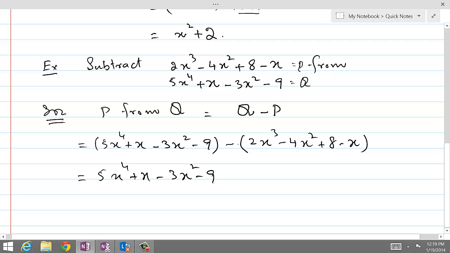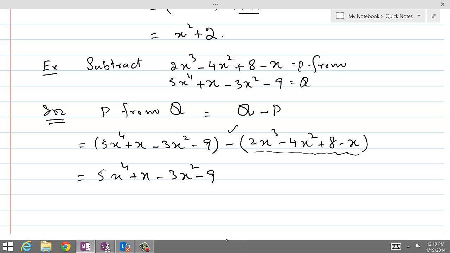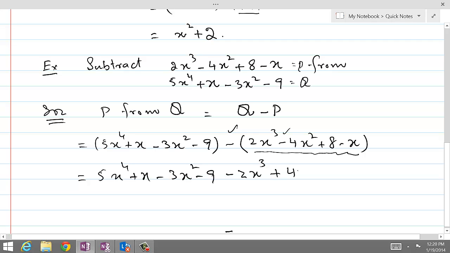And see how this negative sign will affect every sign inside the bracket, because we want the additive inverse of P. So every sign inside will change to give us the additive inverse, and this will become minus 2x cube, and this was minus, it will become plus 4x square, and then plus 8 will change into minus 8, and this minus x will change into plus x. Where the bracket is closing, we'll stop there, and now we'll do the ordinary addition.